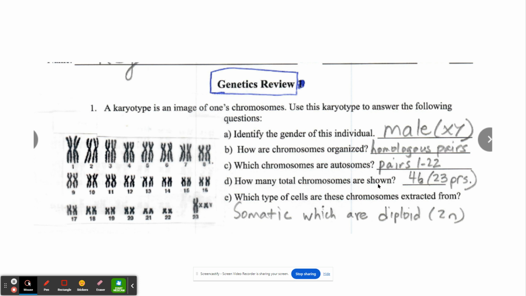How many total chromosomes are shown? 46, 23 pairs. Which type of cells are these chromosomes extracted from? Okay, this is extracted from somatic cells, which are diploid, containing 2n number of chromosomes.